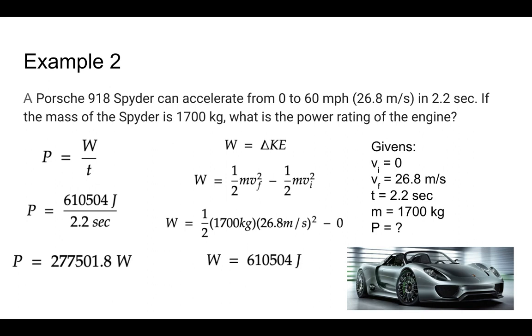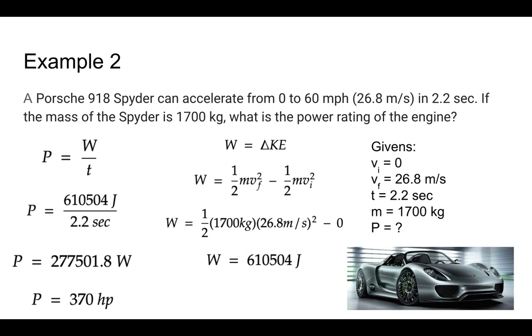Now, of course, with cars this doesn't really make sense to us, right? We're used to talking about cars in terms of horsepower. So you guys remember that 1 horsepower is equal to 750 watts. We can then divide this number by 750, and we end up getting about 370 horsepower for that Porsche.